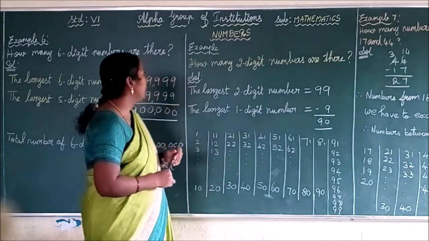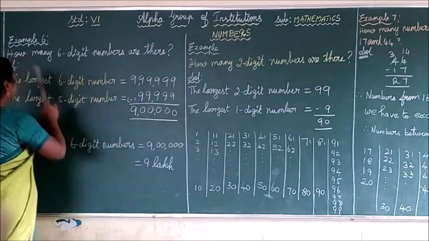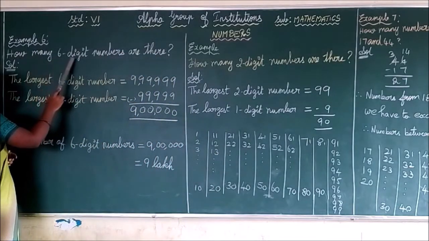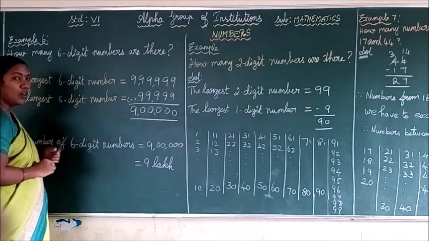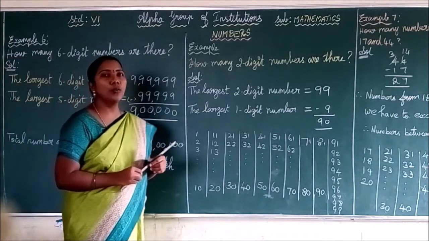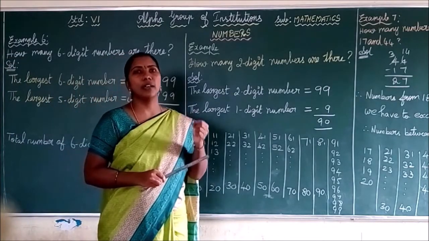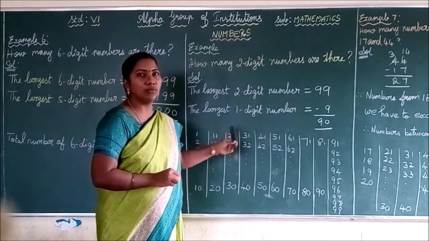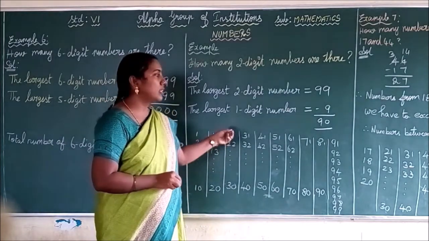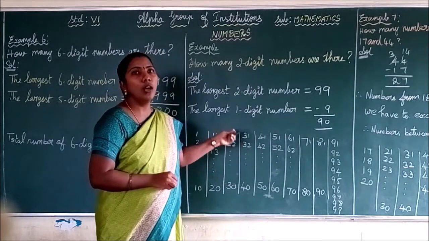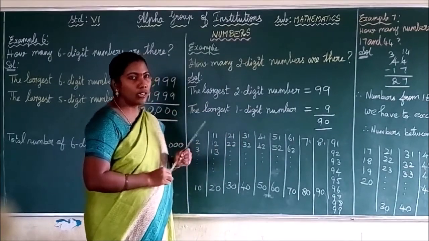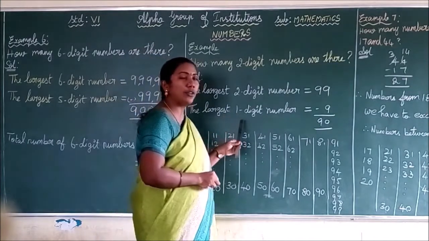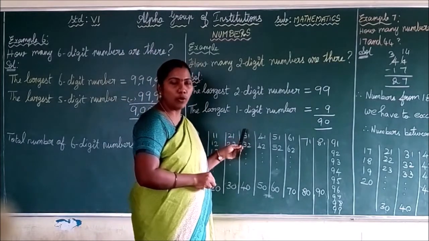Okay, see example 6. What is in example 6? How many 6 digit numbers are there? What they are asking is how many 6 digit numbers are there. Before doing this sum, let us do another sum first. I am doing it because it will help you understand that sum clearly. This is not in your book, children. This is my own example.